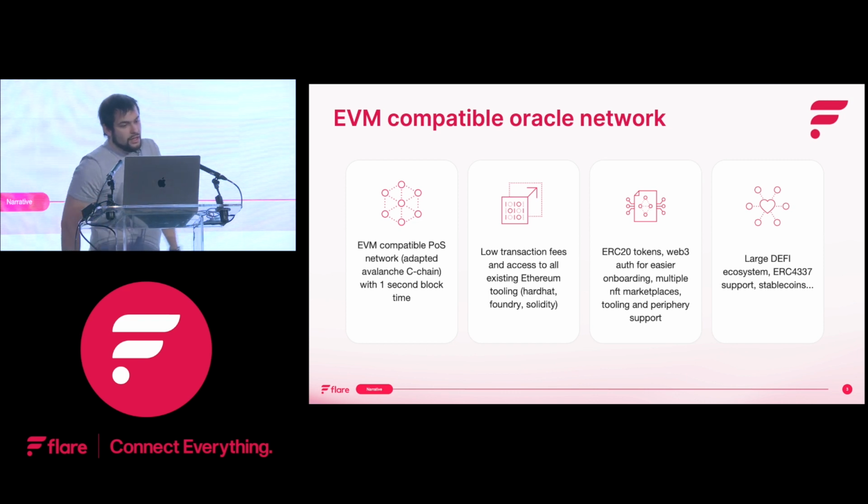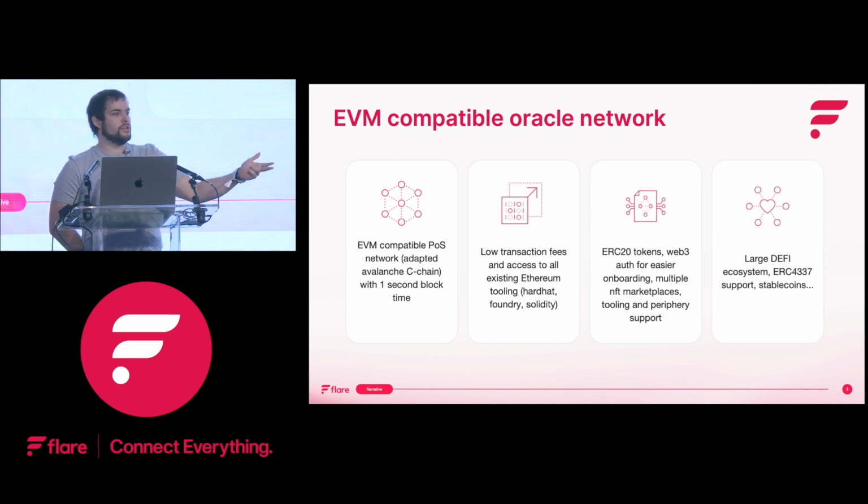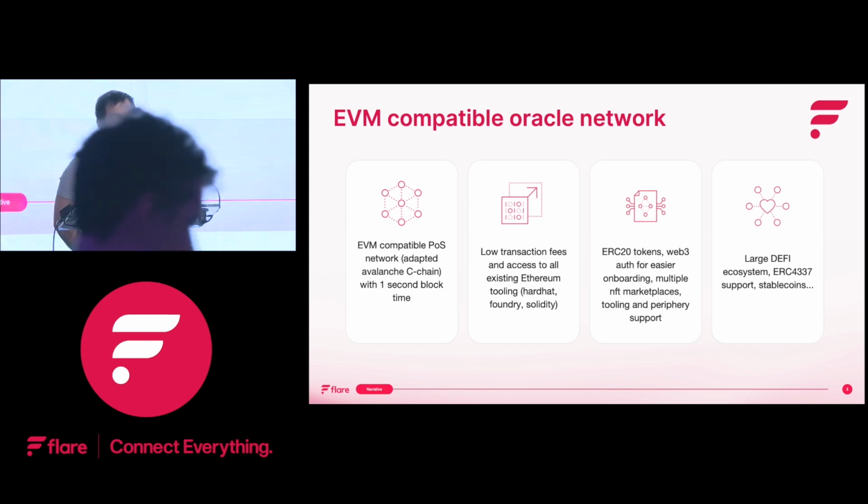So once again, an EVM compatible proof of stake network. We've adapted the Avalanche C chain nodes. So what that means is you have a low block time, 1 second block time. You can do things immediately. You can reuse the existing Ethereum tooling, Hardhat, Solidity. You can use MetaMask to easily onboard users. That also means you get ERC20 tokens for free.